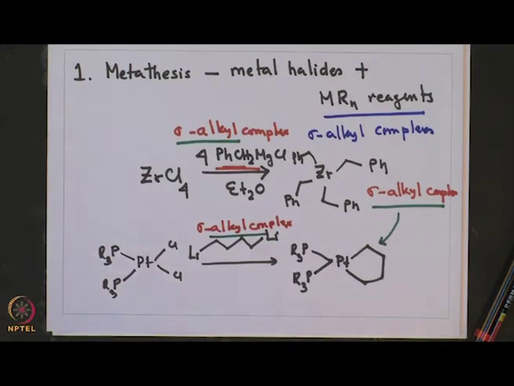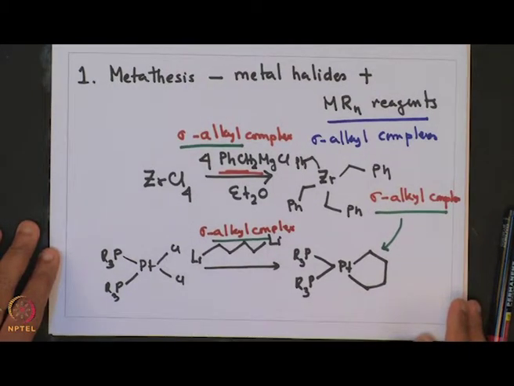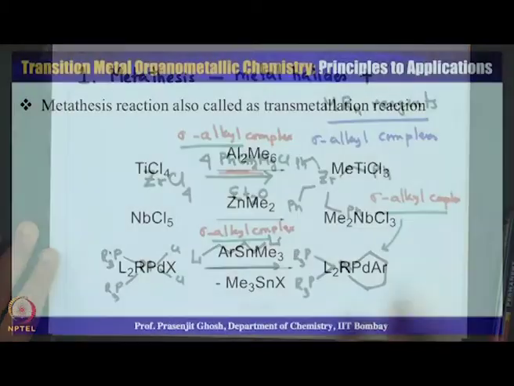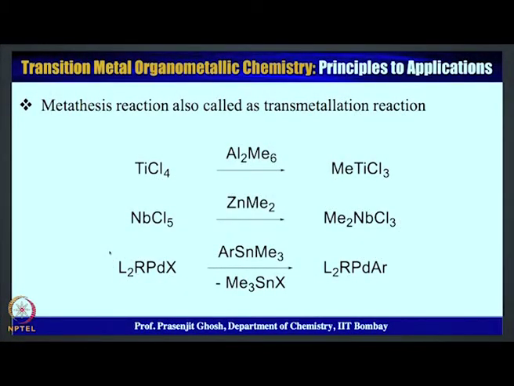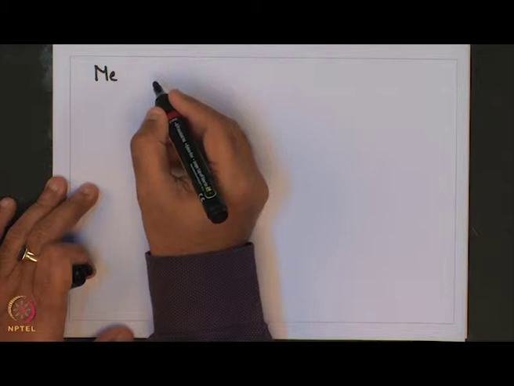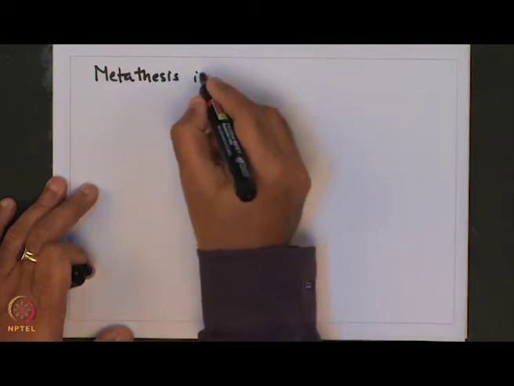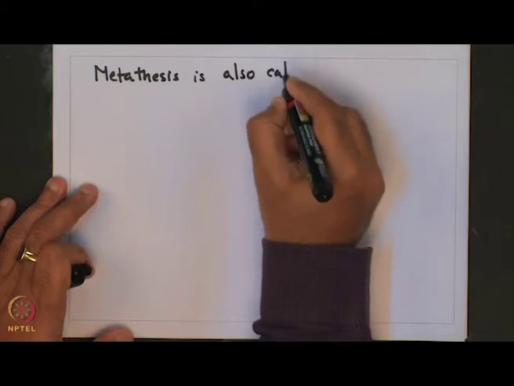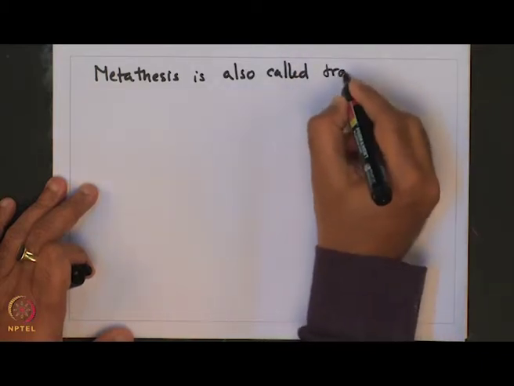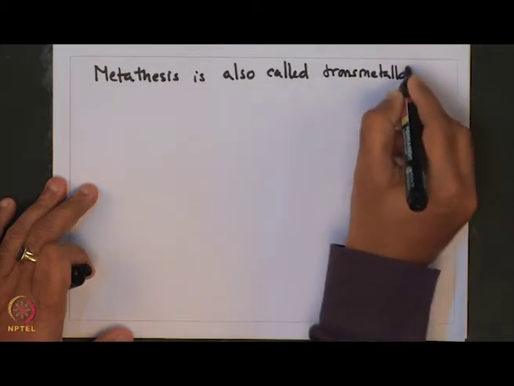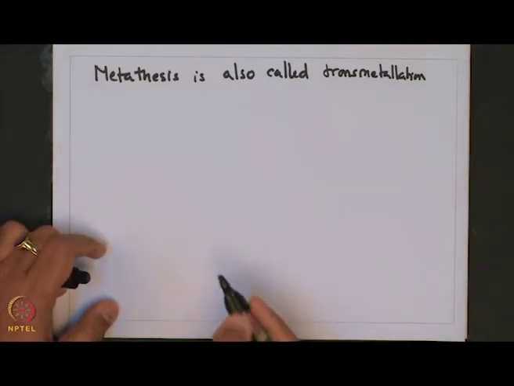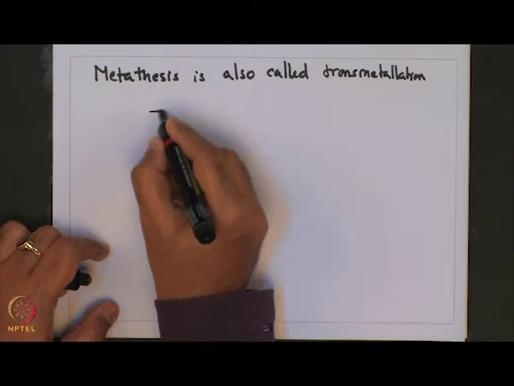Having said that, metathesis is a very useful and very common method for preparing transition metal organometallic sigma bonded complexes. Metathesis is also commonly referred to as transmetallation reaction. Several examples of this include the following.